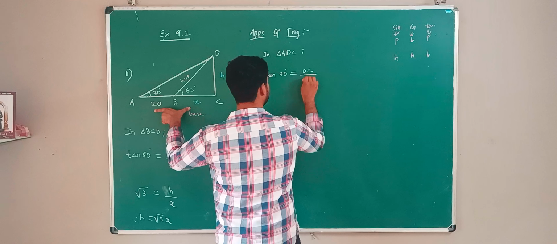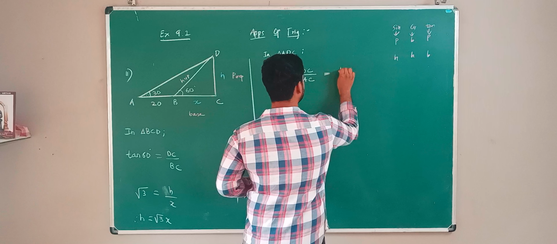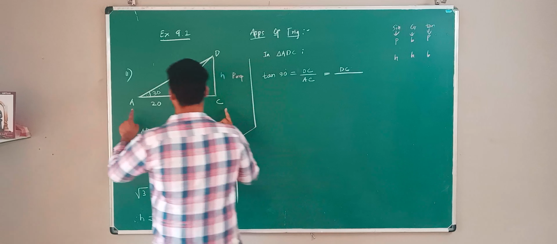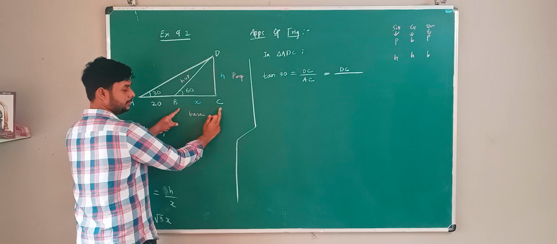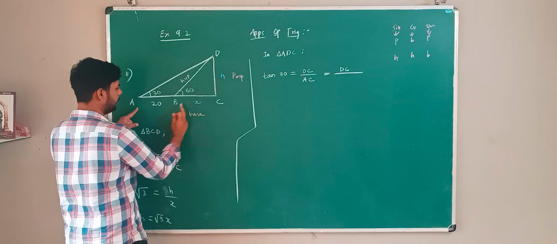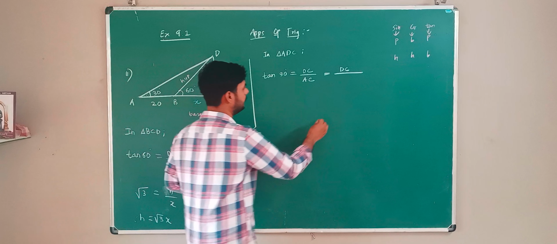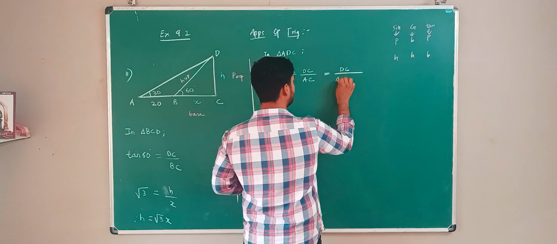DC by AC. Now to make AC, DC is as it is. Can I write AC like this, AB plus BC? Yes or no? AC means AB plus BC. That is what I will write now. AC is equal to AB plus BC. So tan 30 is equal to how much? 1 by root 3. 1 by root 3 is equal to DC, which is h, by AB plus BC, which is 20 plus x.